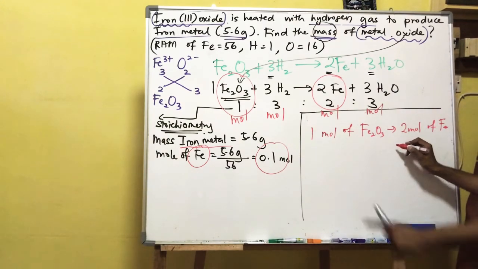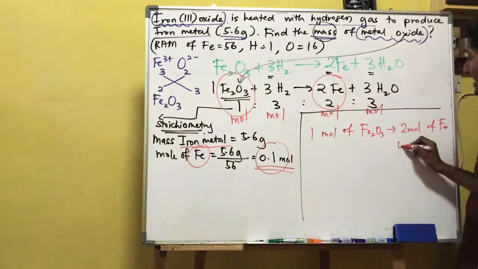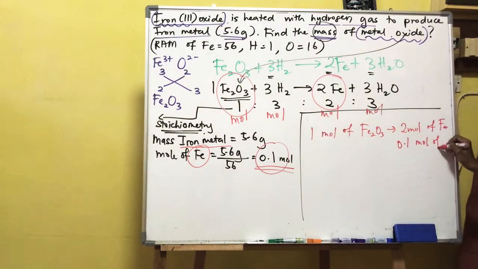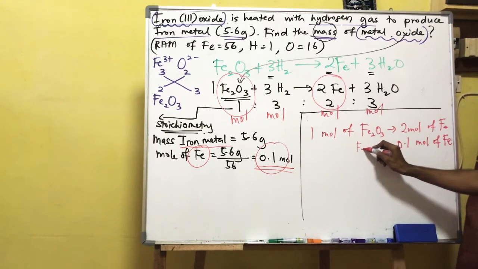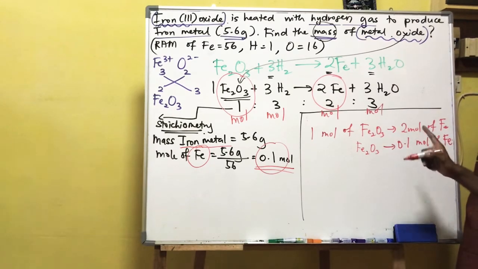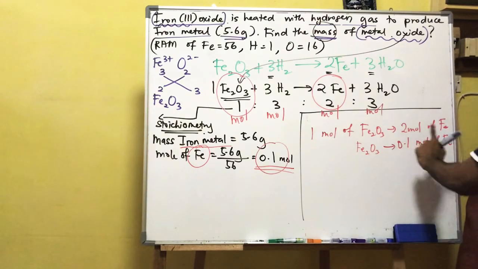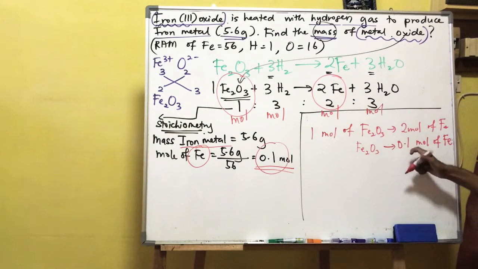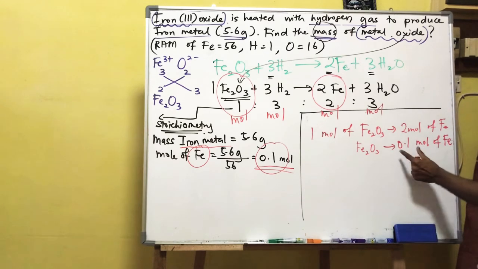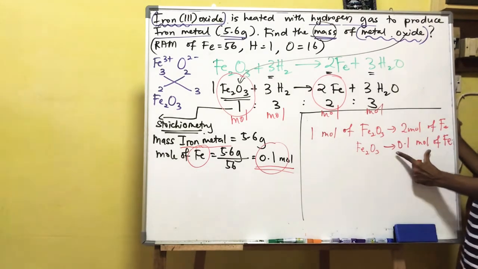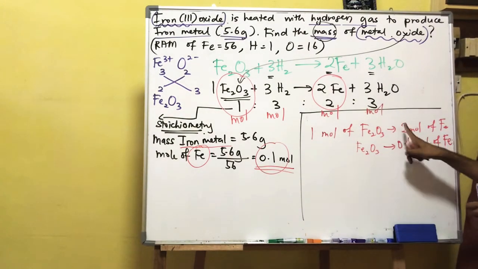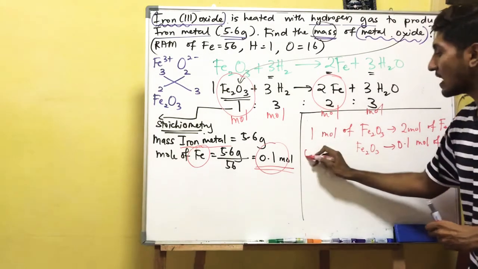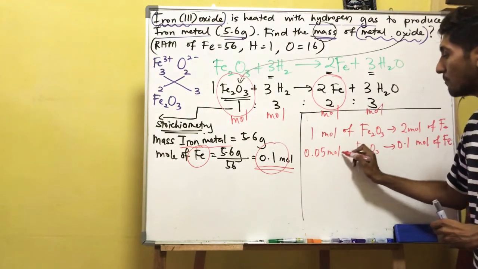Therefore, if I am producing 0.1 mole of ferrum atom, how many moles of ferrum trioxide do I need? Since this is half of this, kalaulah kita nak hasilkan 0.1 mol, berapa banyak ferrum 3 oksida yang kita dapat? Kalau kita tengok di sini 1 mol hasilkan 2, kalau 0.1 mesti asalnya daripada 0.05 mol.